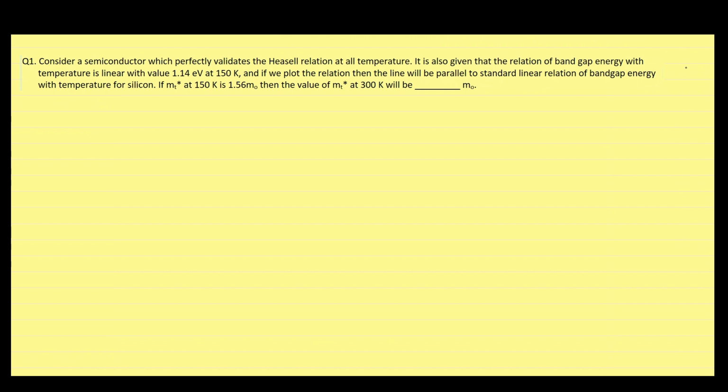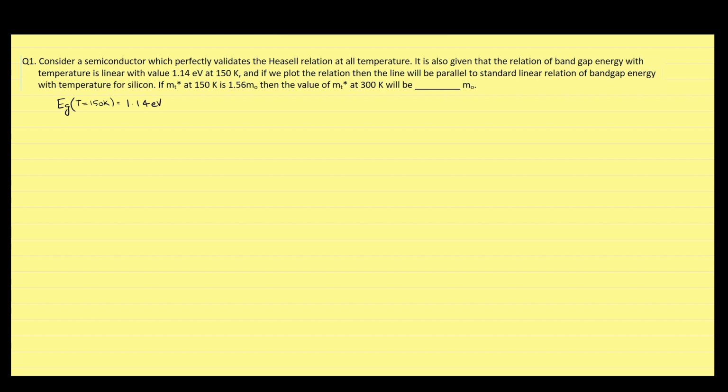We will see the solution of set 6 questions. Consider a semiconductor which perfectly validates the Hazel relation at all temperature. It is also given that the relation of band gap energy with temperature is linear with value 1.14 electron volt at 150 Kelvin. Let us first write this data. It says that band gap energy at 150 Kelvin is equal to 1.14 electron volt.